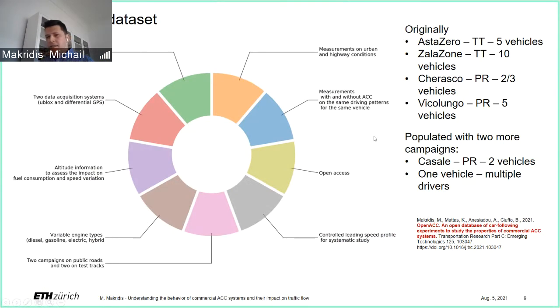And after I left the JRC, Biagio also populated this dataset with two more campaigns. So there is now a campaign in Casale, another location nearby the site of the JRC. And another interesting campaign, which is not for car platooning, but it's one of my favorites. There was one vehicle rented by JRC colleagues for the period of 1 year, among 20 JRC colleagues, so each of them could use the vehicle for their own purposes around the area or in their home country. Some people went to their homeland with the vehicle. The only requirement was to record their position and speed. So we have data from 20 different drivers, which for me is quite interesting for any driver characterization related study.